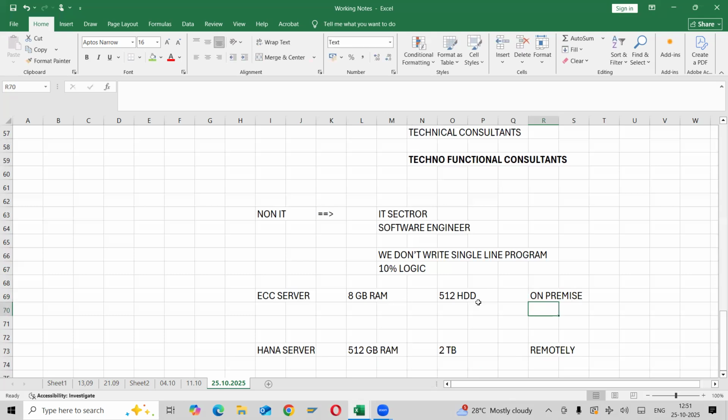Okay. So this much requirement is needed. That is the reason you can install an ECC server, but again it's not required, because I'm providing online remote server access. Okay, that you can use. It's a part of the course.